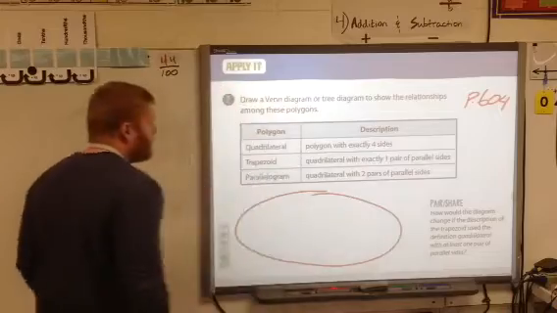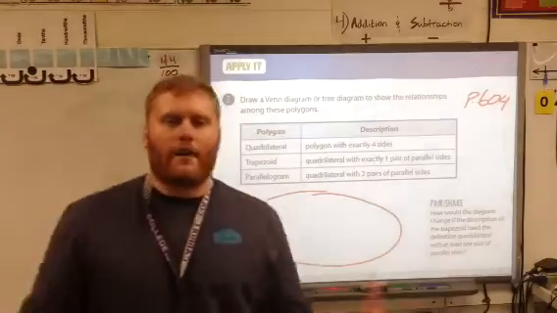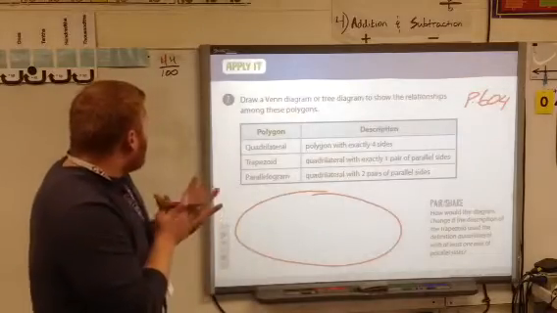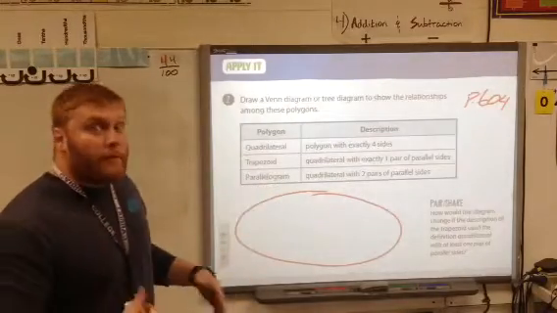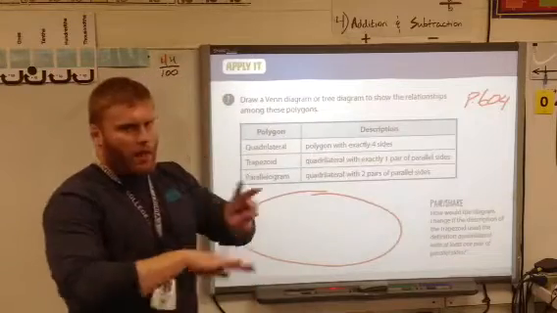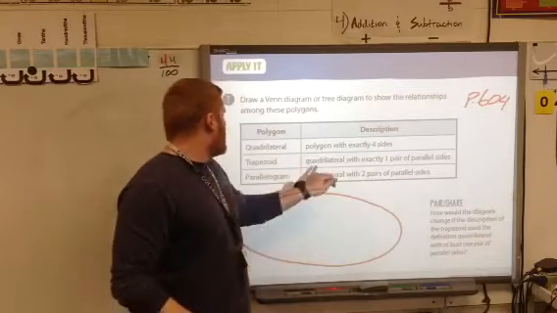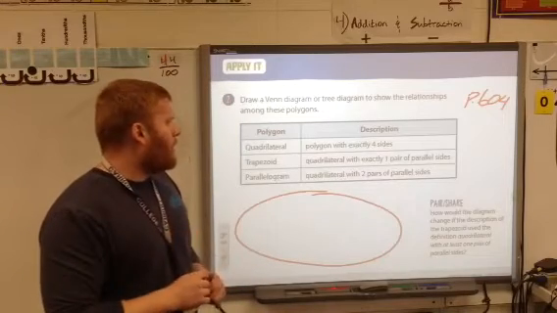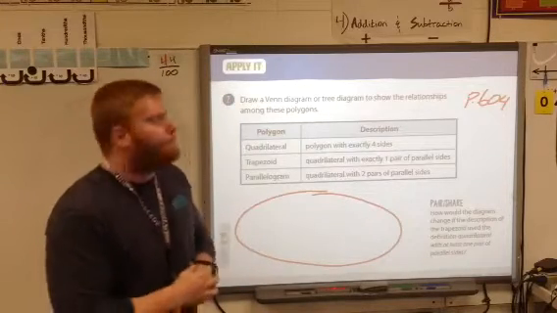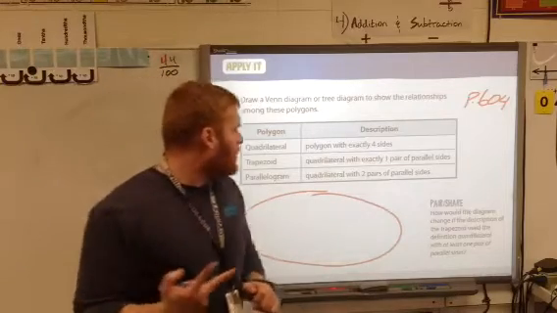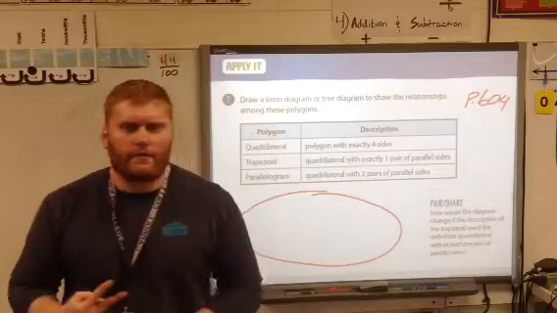Remember, big circle meaning the broadest or most general of shapes. So we got polygon. It actually gives us a description. You don't have to memorize the descriptions here. It says quadrilateral, polygon with exactly 4 sides. That's it. Trapezoid, quadrilateral with exactly 1 pair of parallel sides. And then we got a parallelogram, a quadrilateral with 2 pairs of parallel sides.